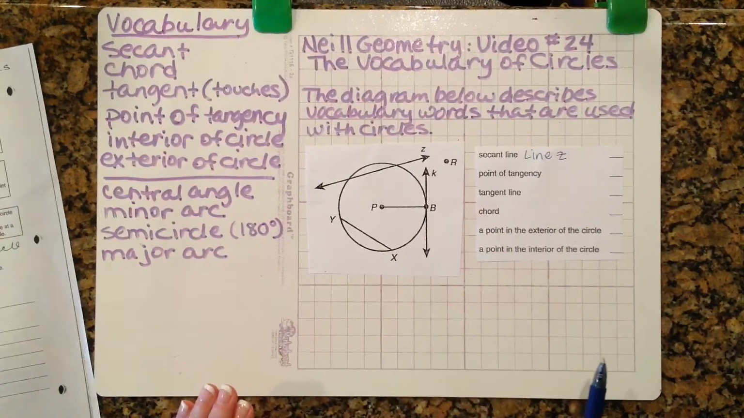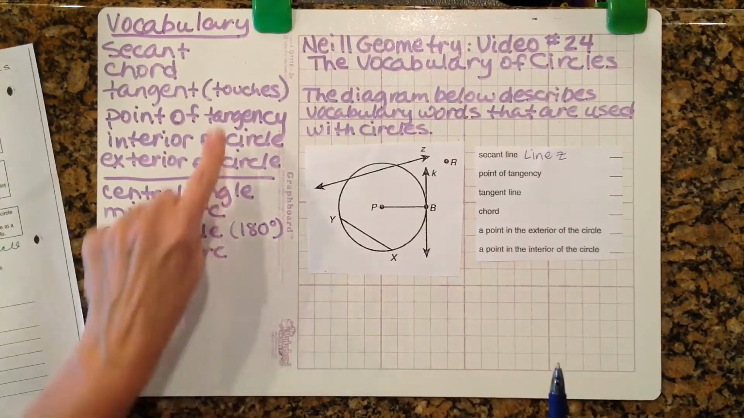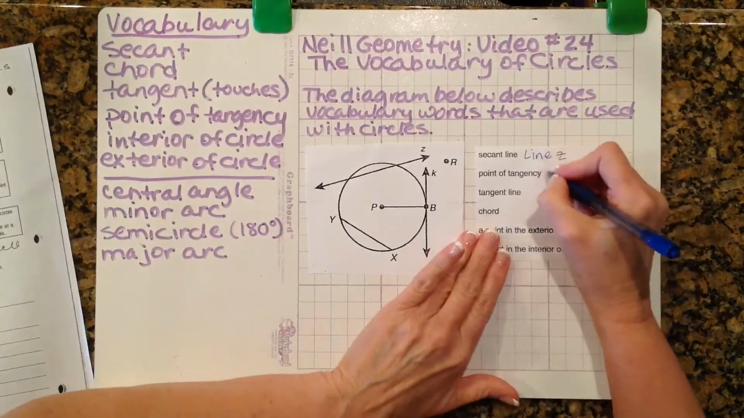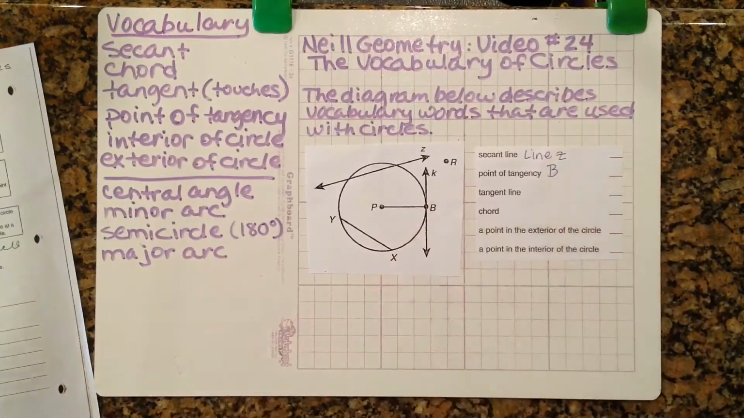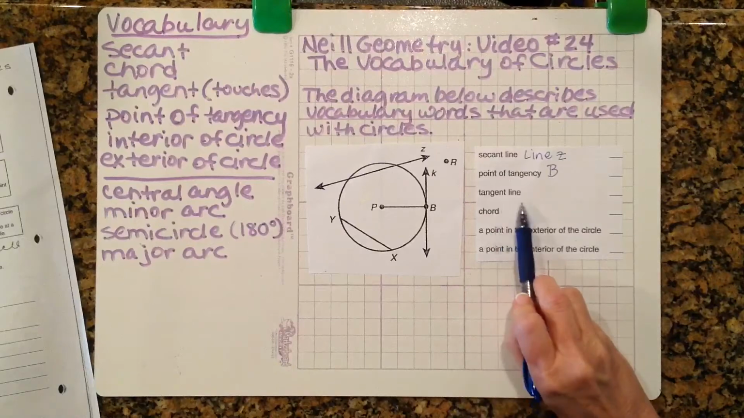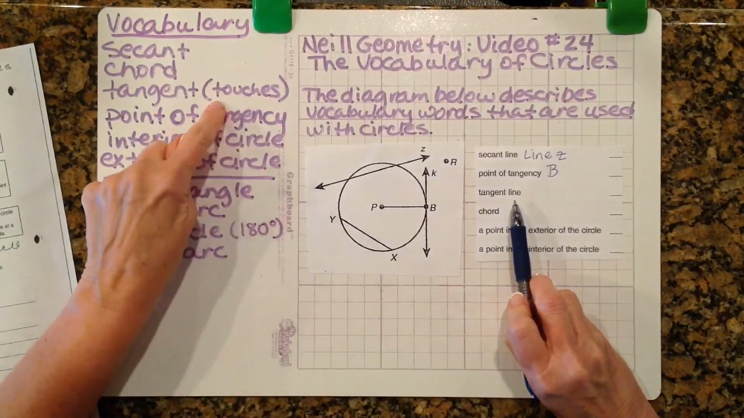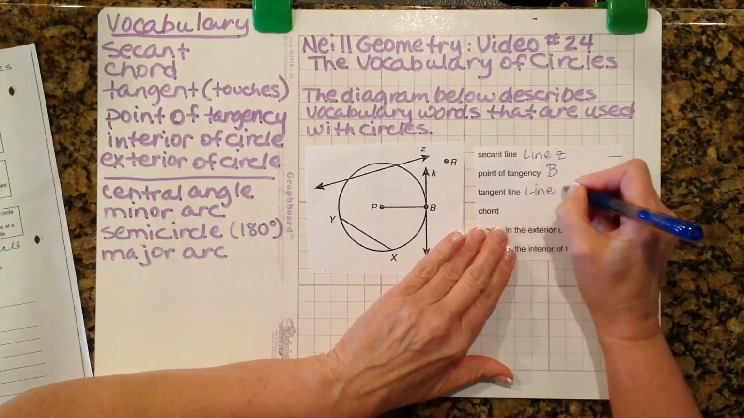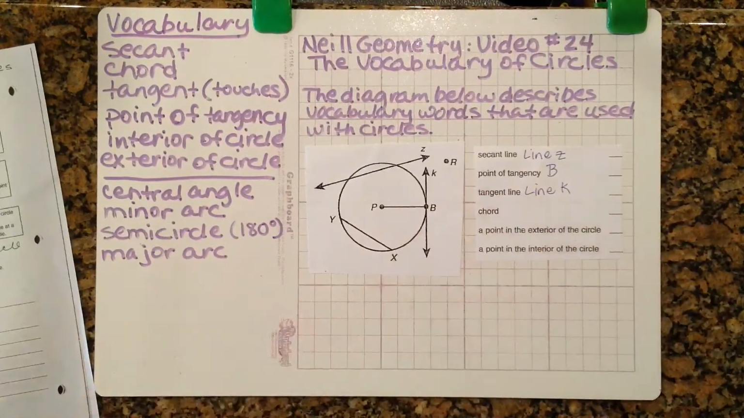How about point of tangency? Tangency touches the circle, so that would be point B. How about a tangent line? Remember, tangent touches the circle and keeps on going. That'd be line K right there.